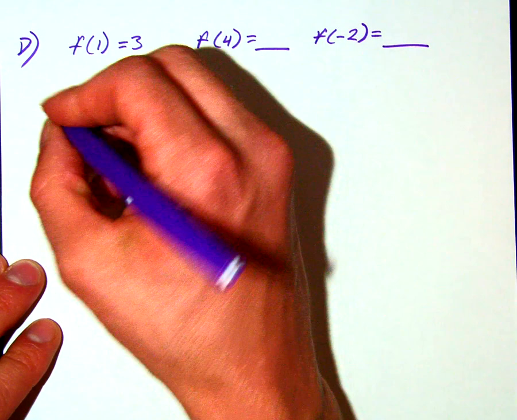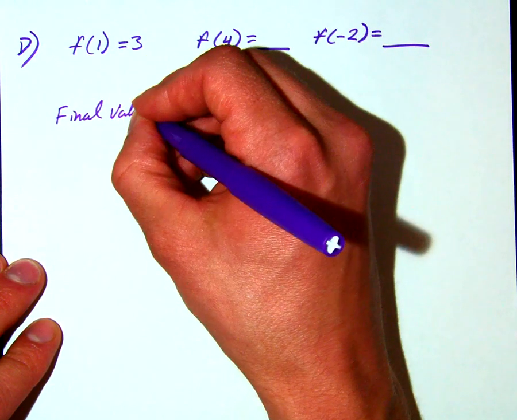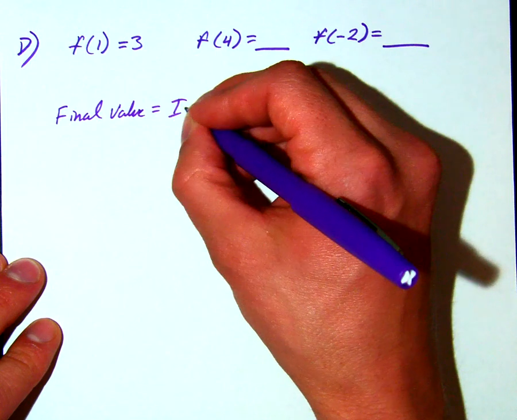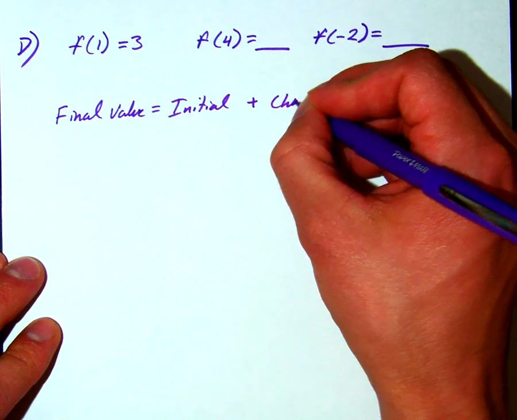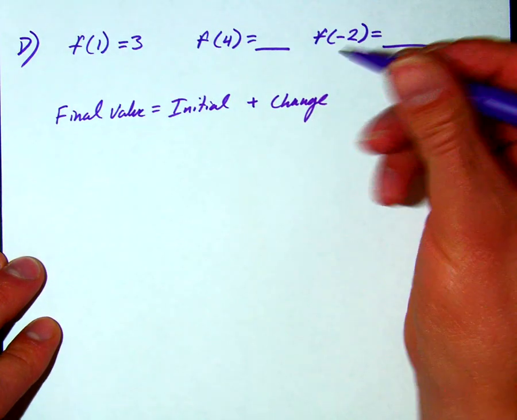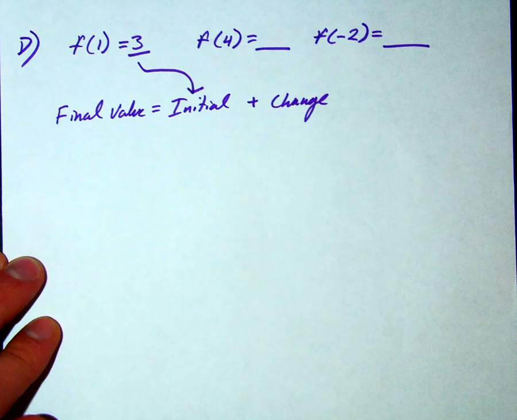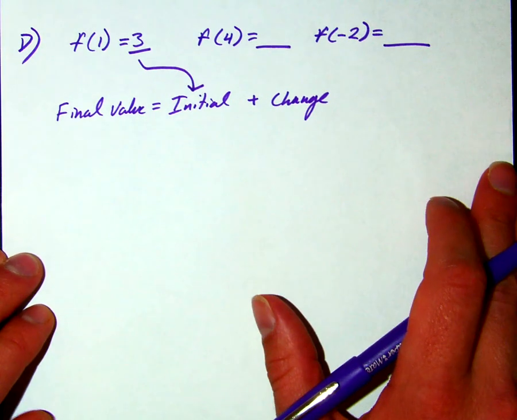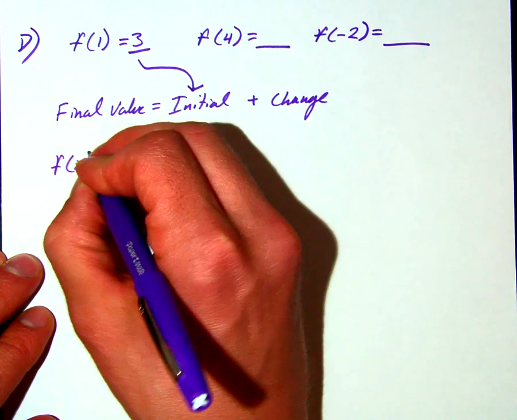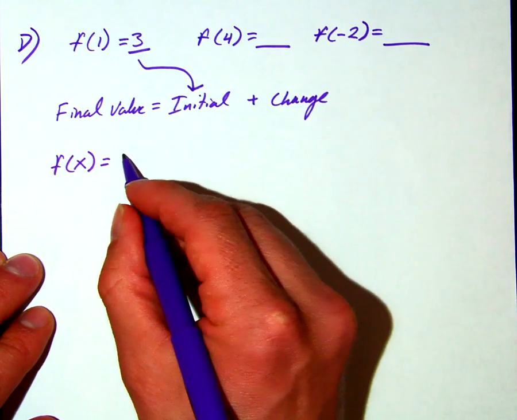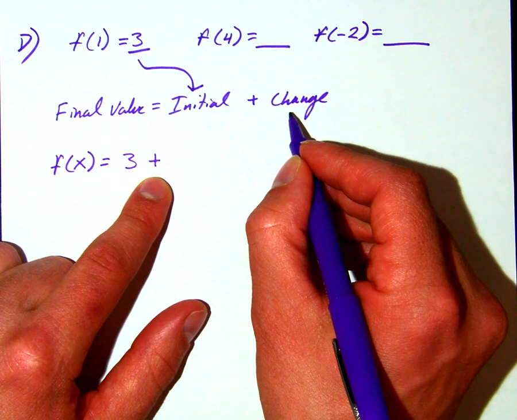The formula I like to use is final value equals the initial plus the change. Okay. We already know the initial. We just really have to figure out the change. So let's write what we do know. We know that f of x is going to equal 3 plus or minus however much it changes.